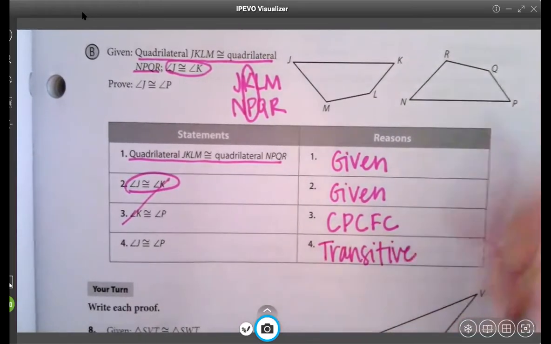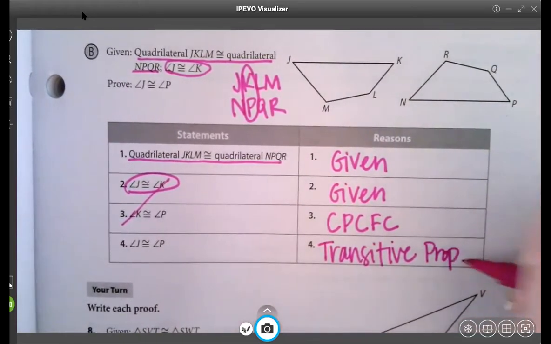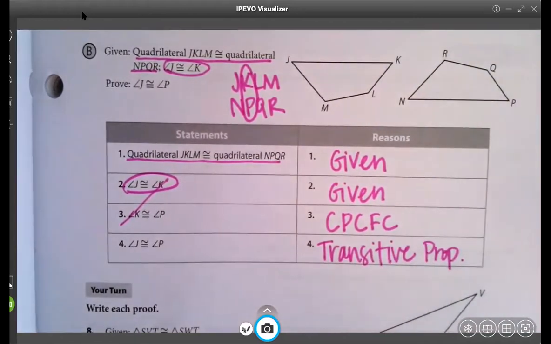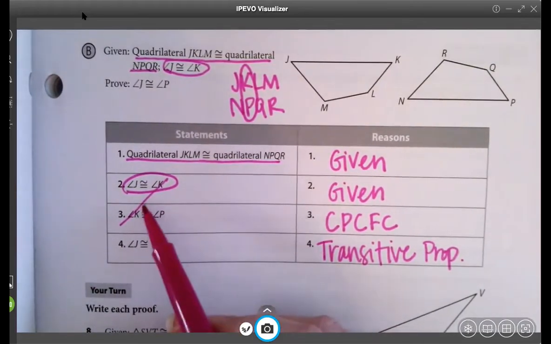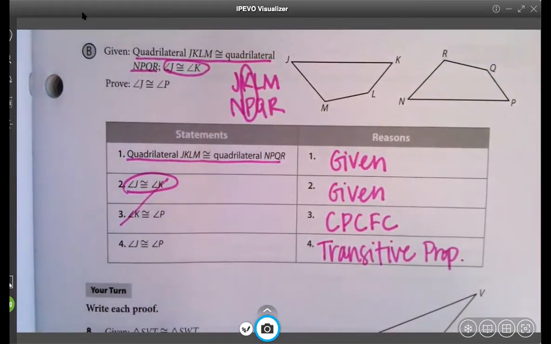Transitive property. I'm just going to put transitive property. You'll never have to choose between transitive property of congruence and transitive property of equality. As long as you get transitive, you're good. Transitive is the one where there's like this link in the middle and then the link goes away. So any questions on that?